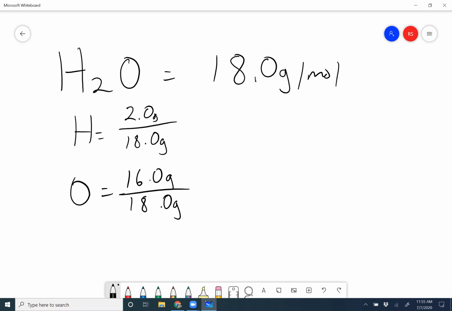But if we're talking about percentages, then what we can do is we can figure out, okay, what percentage of the mass of water is hydrogen? So 2 divided by 18. Well, what is that percentage-wise?